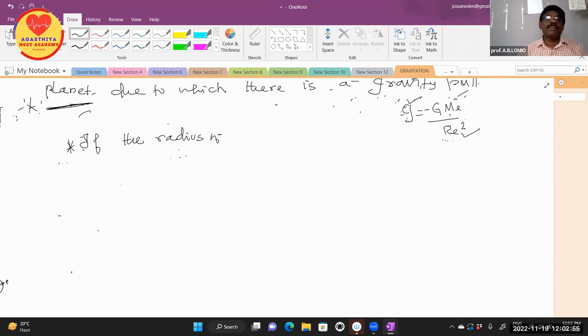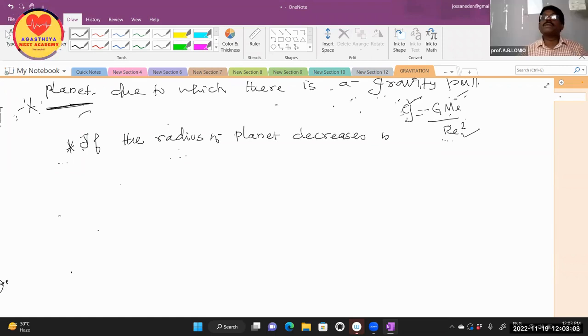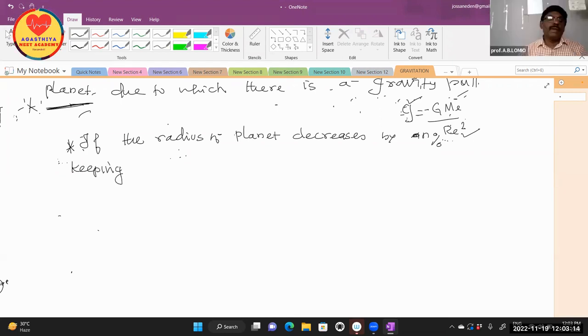The radius of a planet decreases by, say, n%, keeping its mass unchanged.